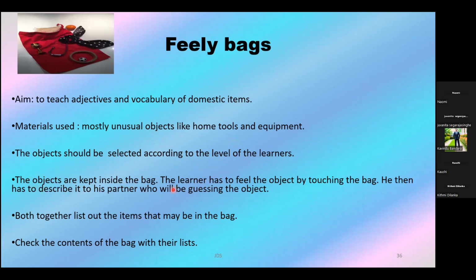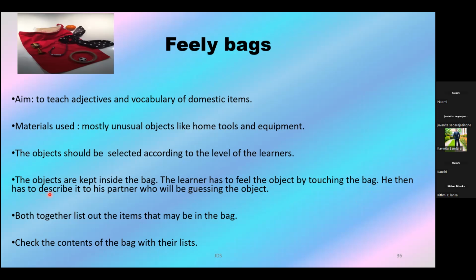The objects are kept inside the bag. The learner has to feel the object by touching the bag. So it's usually done in pairs. Two of them are put together and the feely bag is given. Now they have to take turns, touch the bag and guess what is inside. So you have to put at least 5 or 6 objects. Any number of objects can be put depending on the requirement.